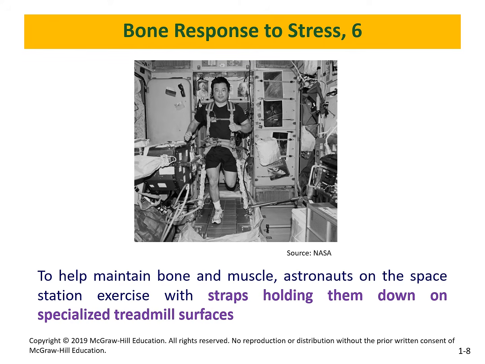So how would we help maintain bone and muscle strength for astronauts? So we did these kind of strap-holding treadmills, specialized for the surface. So you get the harnesses, right, and they push them down, and then you're asked to run or walk, and that resulted in a really good outcome.